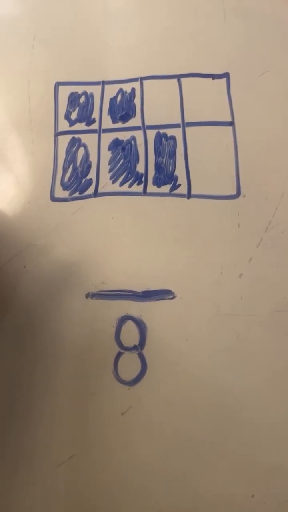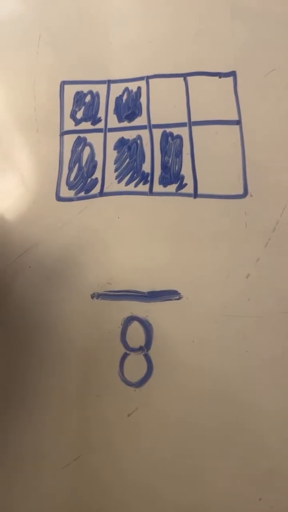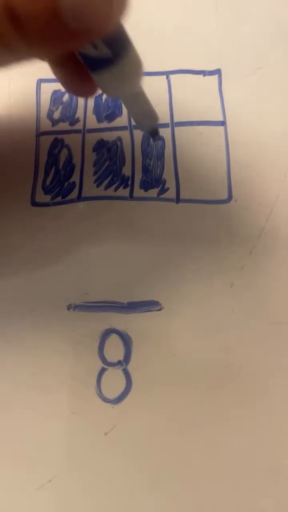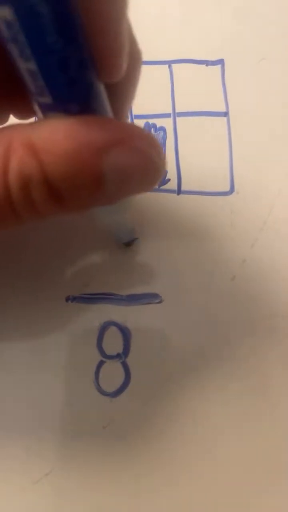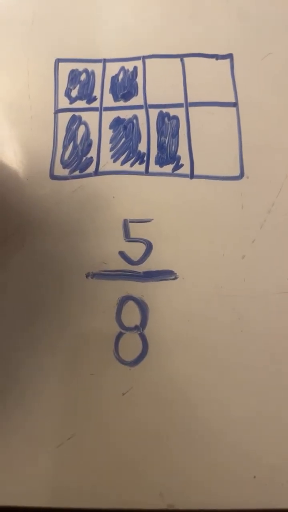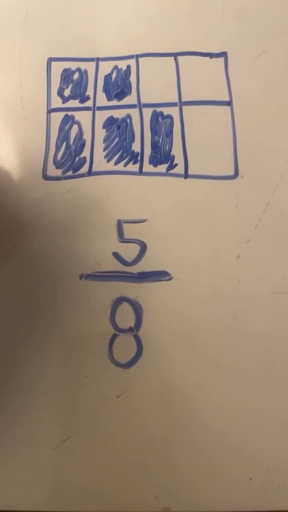Now I'm going to count how many pieces are shaded. So we have our fraction. 1, 2, 3, 4, 5. So 5 out of those 8 pieces are shaded. So our fraction for the number of pieces shaded is 5/8.